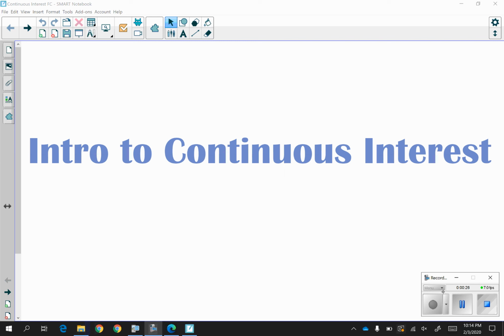Now, continuous interest is not when you do it quarterly or monthly or daily or hourly. Continuous interest is when you're reinvesting your interest constantly, and that requires a new formula.